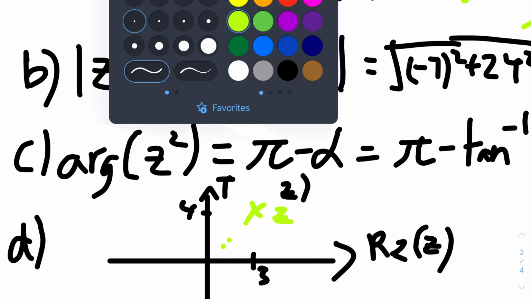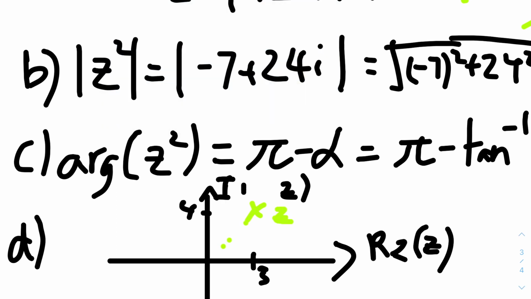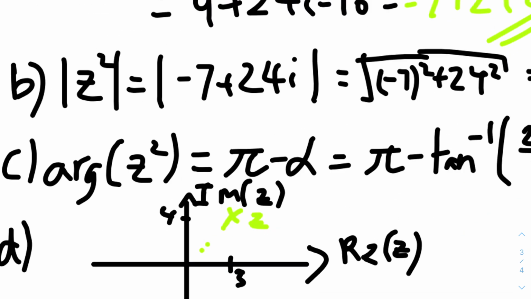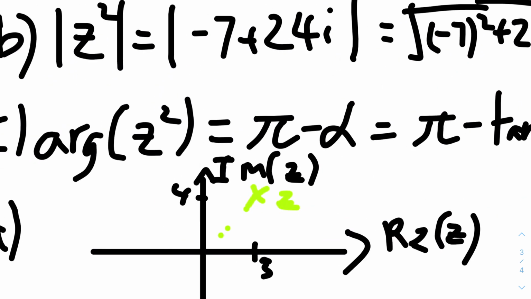Like so. Let me just write down the imaginary axis properly. I am z right here, like here. And z squared is minus 7 plus 24i. So minus 7 will be around here, minus 7 plus 24i.